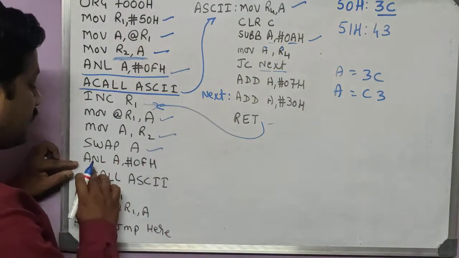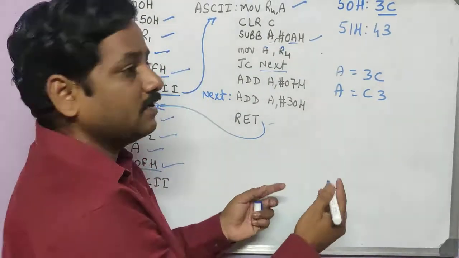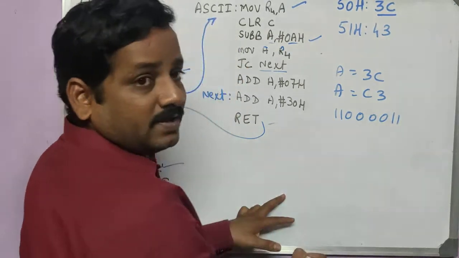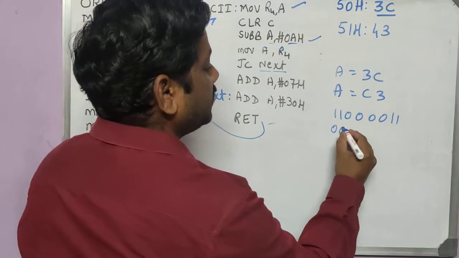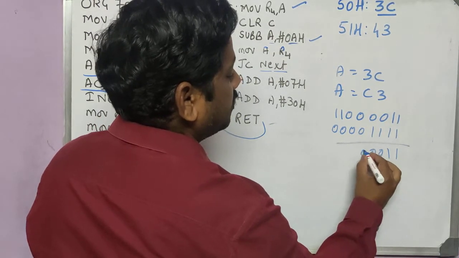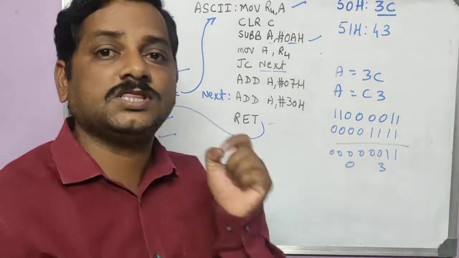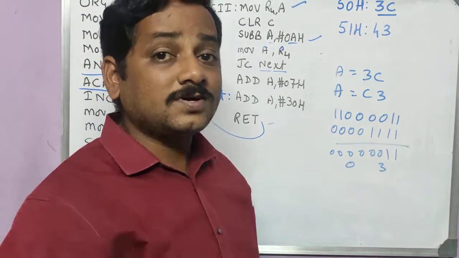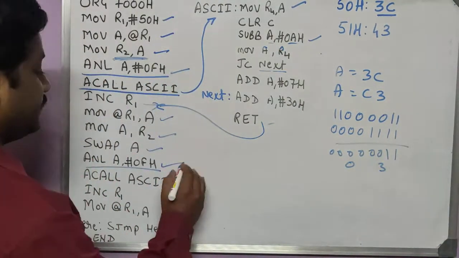After swapping it, now apply ANL A, 0FH. So now AND this with 0F. C is nothing but 1100, 3 is nothing but 0011. We have it in the accumulator and I will AND it with 0F. What remains? 1100 becomes all zeros here. So you got 0 and you got 3 here. If you don't do this swap, you will get 3 here and 0 here, that means 30. I want 3. So first you make a swap and then go for an AND logic. I hope it is clear.